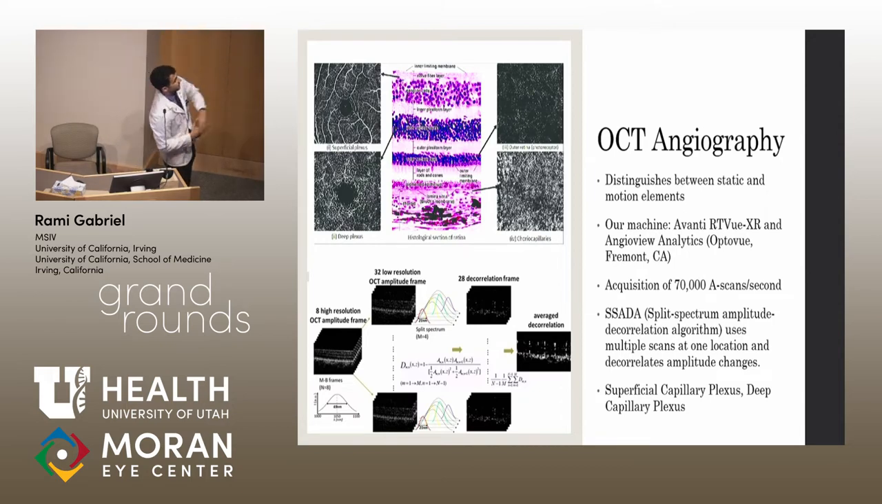And so you can see on the far right, on the bottom image, some of the superficial vessels and the choriocapillaris. OCT is amazing. You can get an in vivo histology. We are looking at two capillary plexuses in this data, the superficial capillary plexus and the deep capillary plexus, located in the nerve fiber layer and the inner nuclear layer respectively.